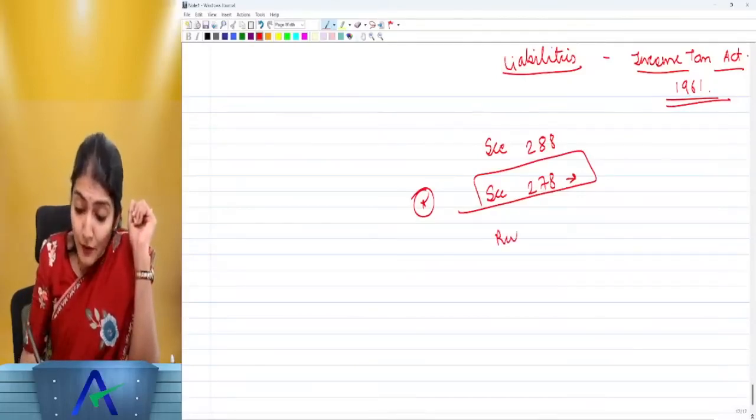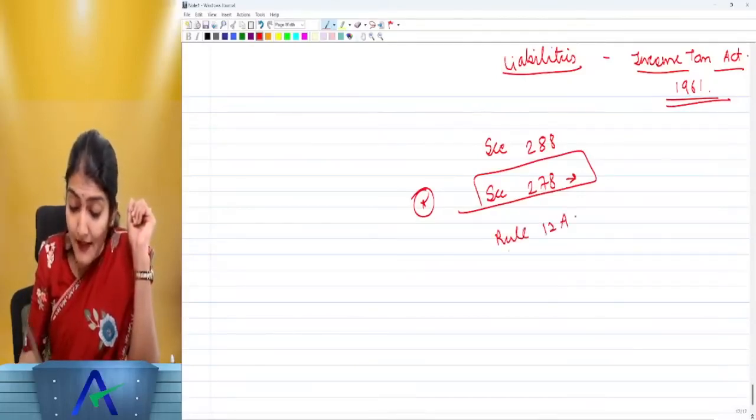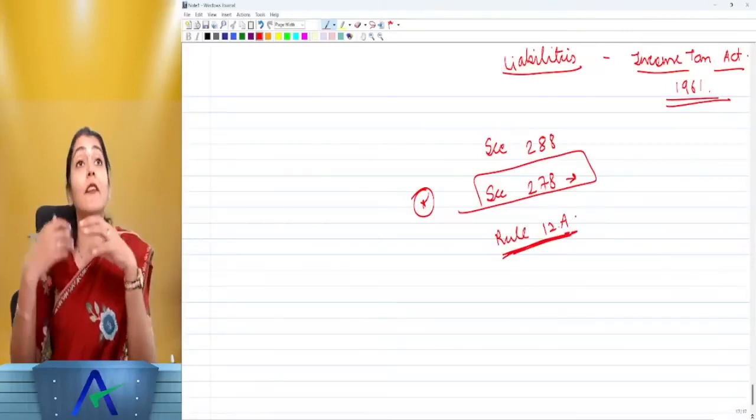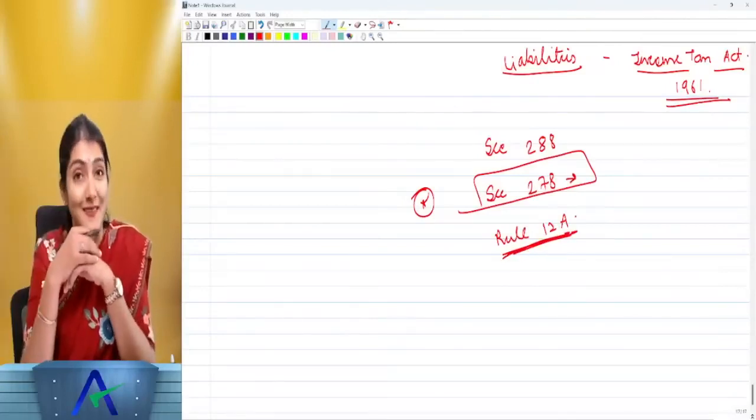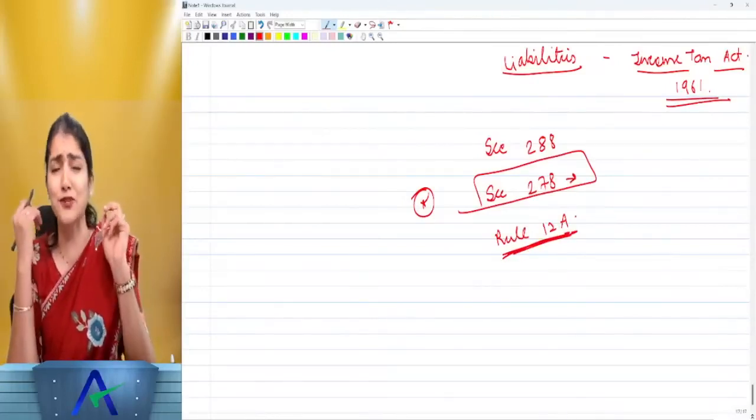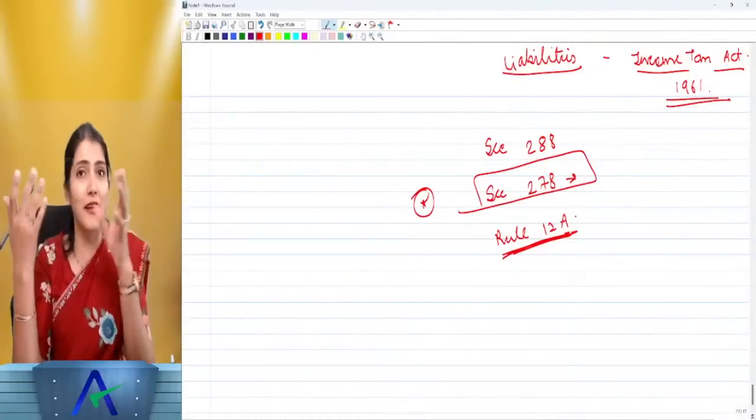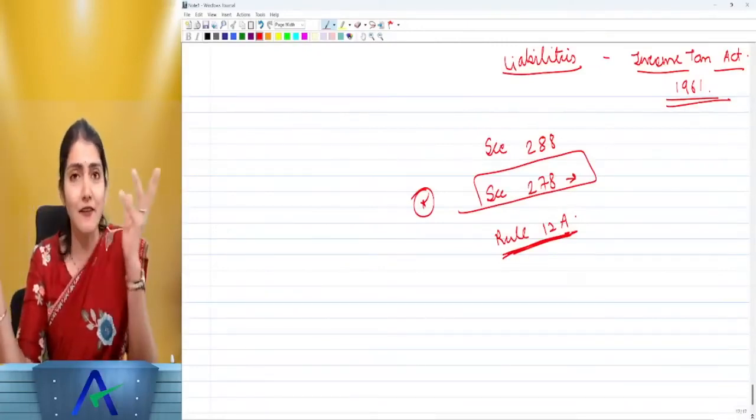Then you have the rule 12A, while representing the client before the assessing officer, you're giving false information to the assessing officer. So again, imprisonment up to 7 years and a fine.